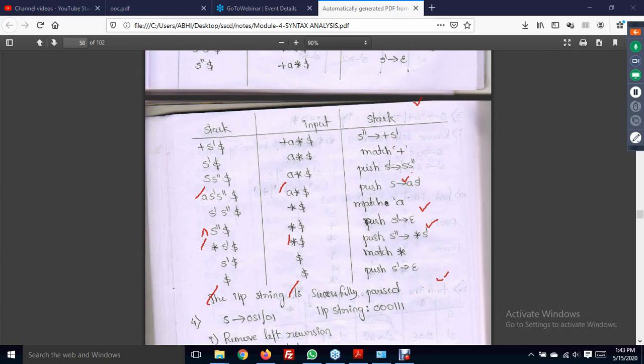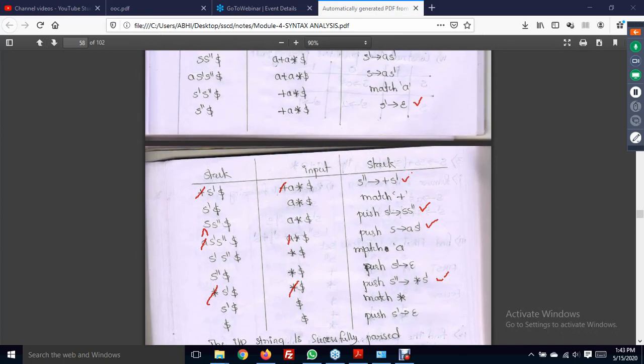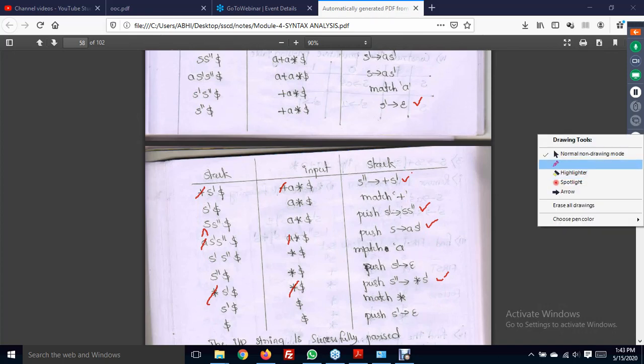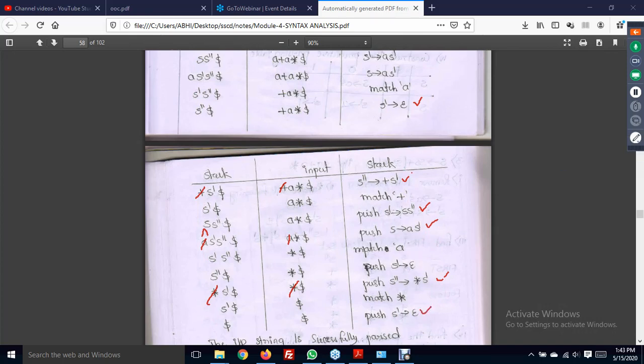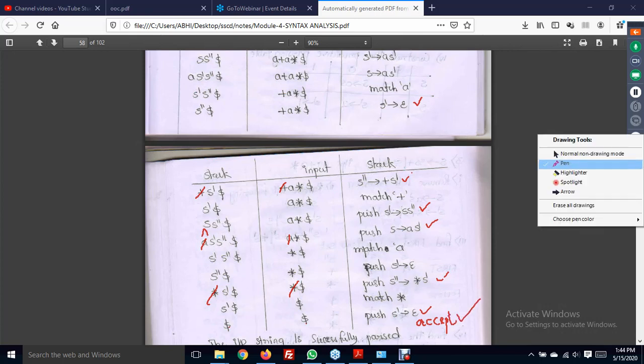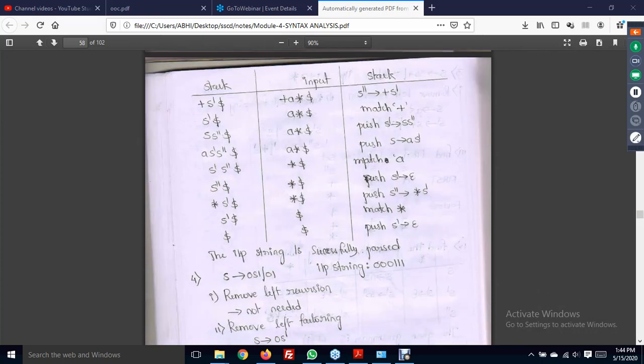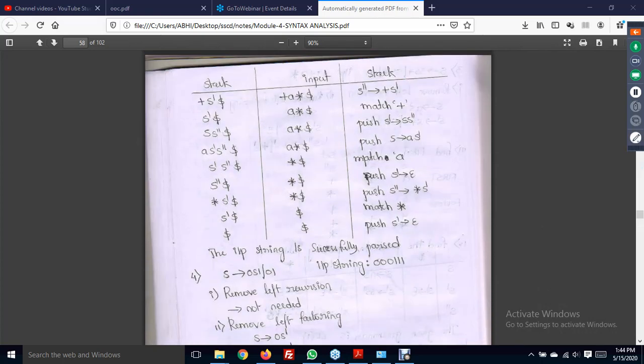Okay, so S dash is having a production of S dash tending to epsilon, so I make use of that production, and I have dollar and dollar. As I said, if I encounter dollar and dollar, then the string will be accepted. So this is an example for an accepted string. Alright, so the input string will be passed for this particular grammar, right? So in the end, you have to write out that the input string is successfully passed.